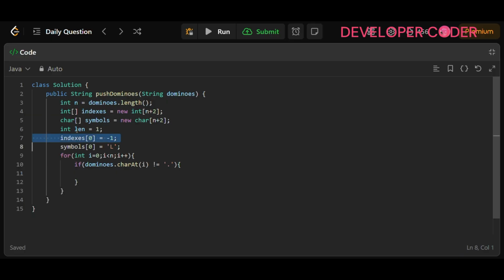So this is 0, so next time I will say it is equal to 1. Here I can simply say indexes of this length, len, I index, and same way symbols of L I have to pass, symbols of this, dominoes dot char at the particular index I, and then next time increment the length.